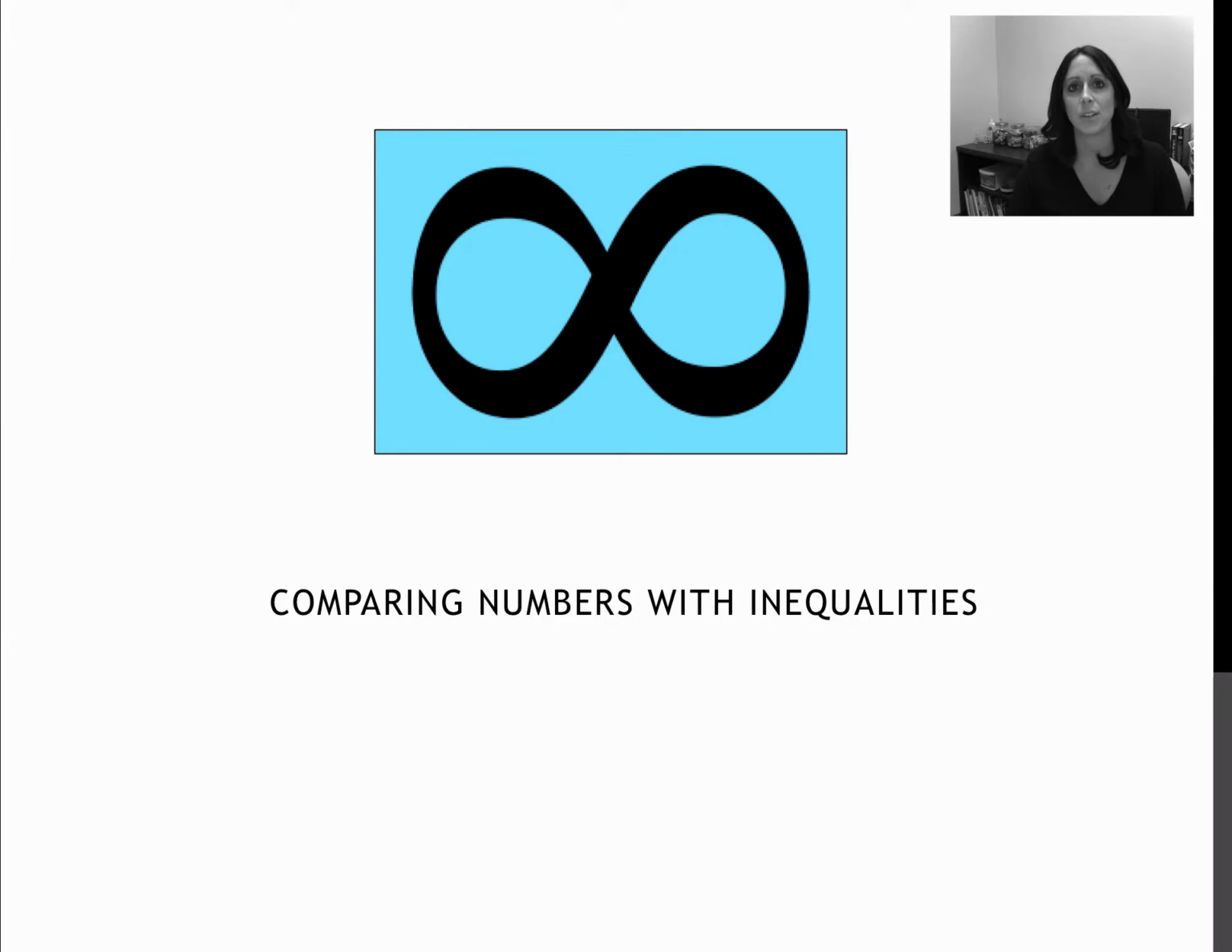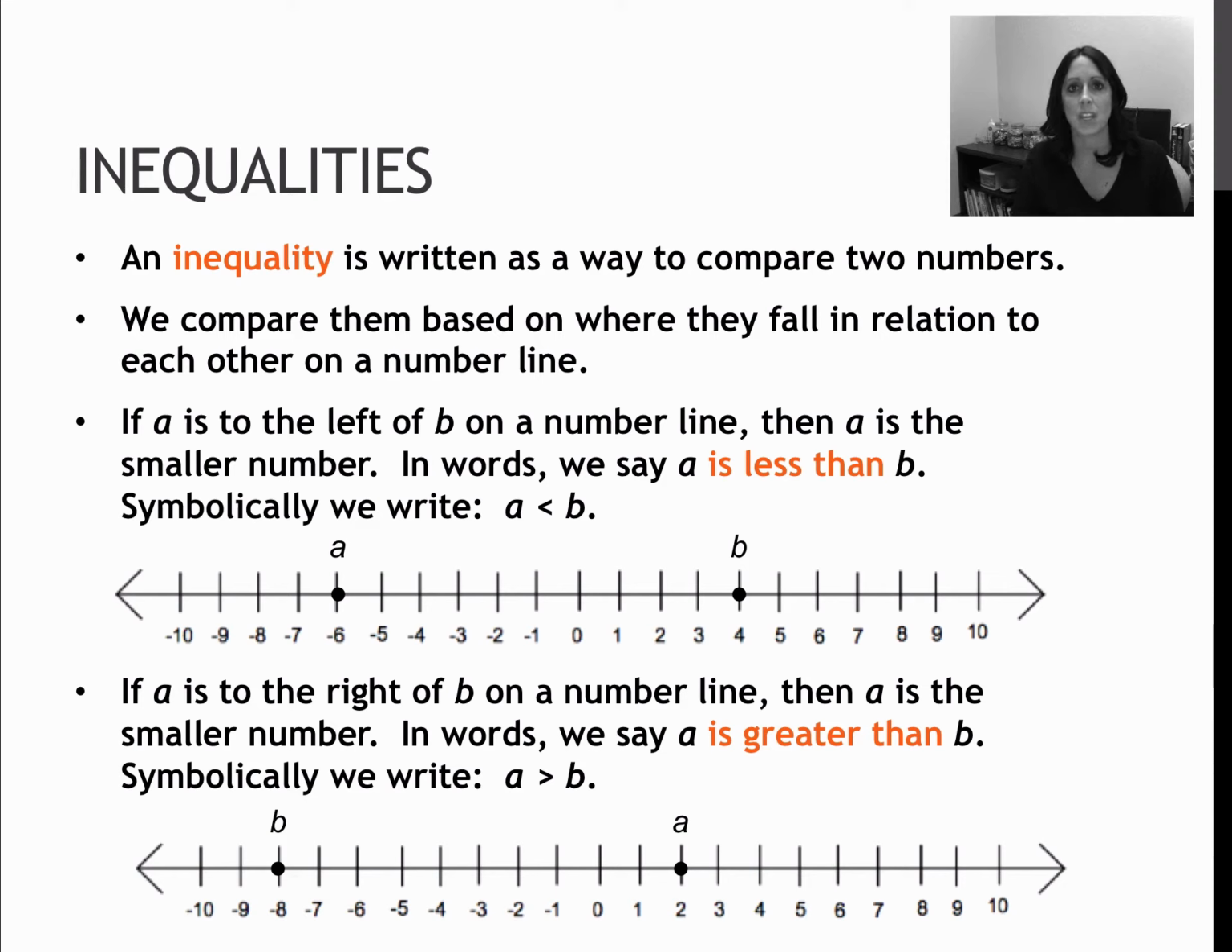This lesson is on comparing numbers with inequalities. When we're comparing two numbers with inequalities, what we're doing is finding out where they are in relationship to each other on the number line. The further you go to the left on the number line, the more negative or the lesser the value. The further you go to the right on the number line, the more positive or greater the value.